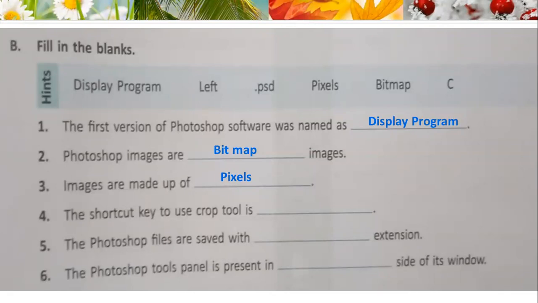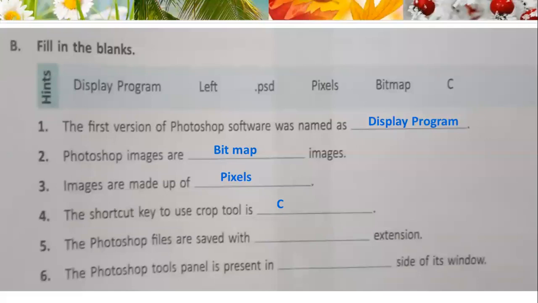Okay, then the shortcut key to use the crop. Everybody knows C, right? Okay. Then my question is, Control plus C only by this, okay? Control plus C is a shortcut key for what? Copy. If it is asked for the crop, it's just C. And if it is asked for the copy, it's Control plus C. Is the difference clear between the two?